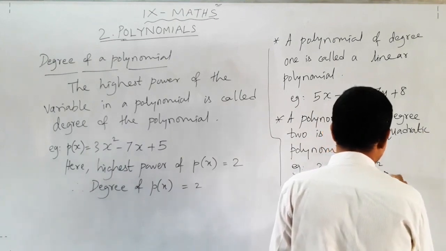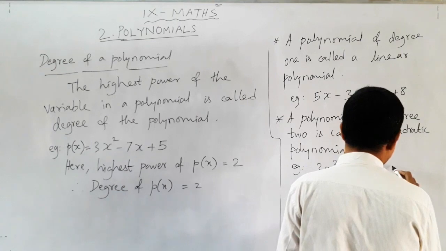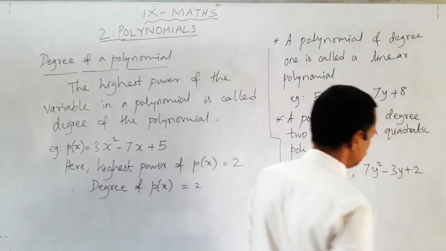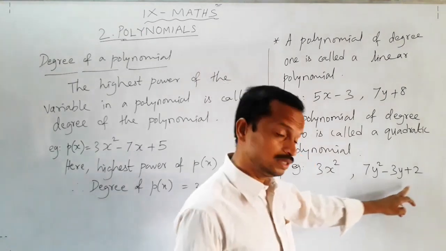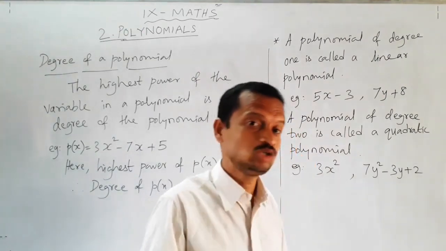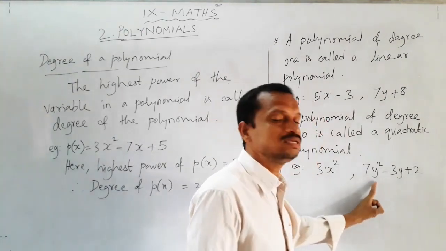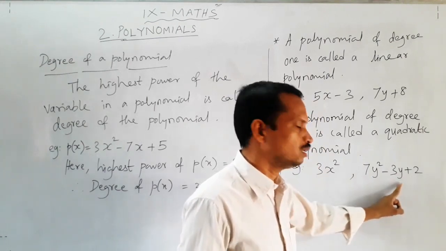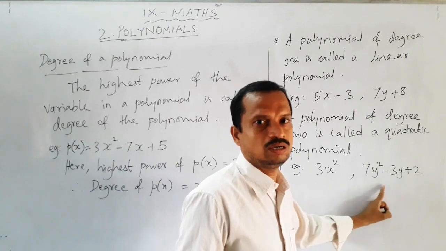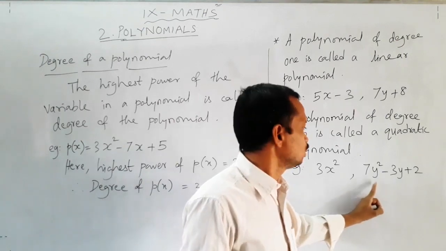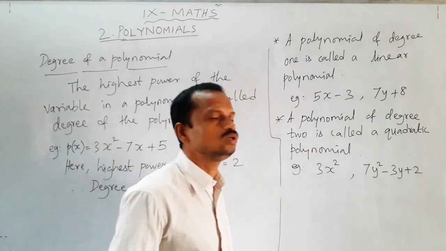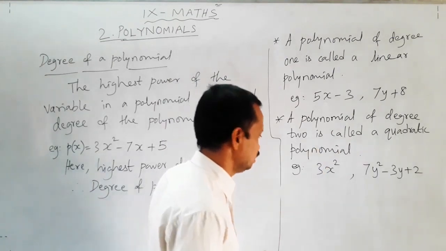Another example is 7y square minus 3y plus 2. See here, 3 terms are there, but based on degree, y is the variable whose highest power is 2. Here the power is 1, and here the power is 2. So the degree is 2, the highest power is the degree. So a polynomial of degree 2 is called a quadratic polynomial.